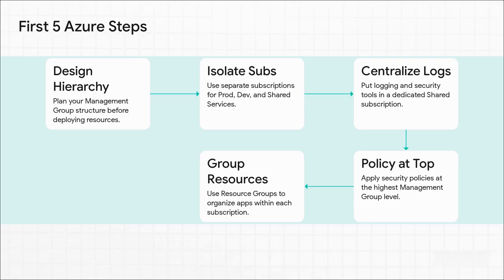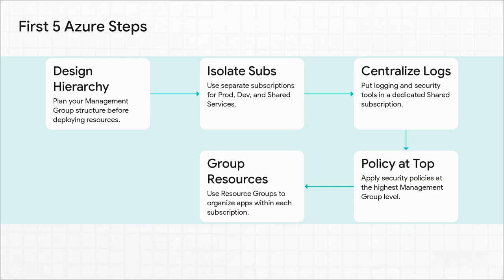3. Centralize all your security tools. Put your logging and monitoring in one place. Why? Because you can't protect what you can't see. This gives you that single pane of glass to spot trouble. 4. Apply your big, important security policies as high up as you can. This is the magic of inheritance. You set a rule once, like enforcing MFA, and it cascades down everywhere, automatically.